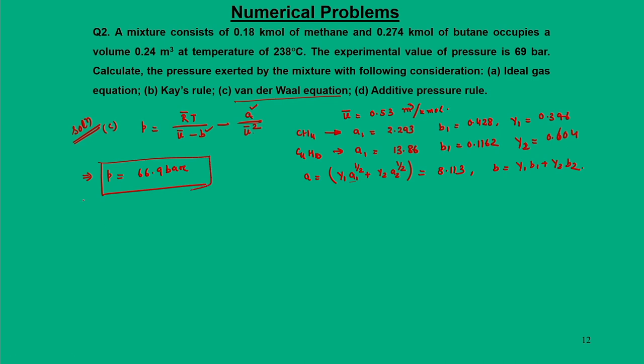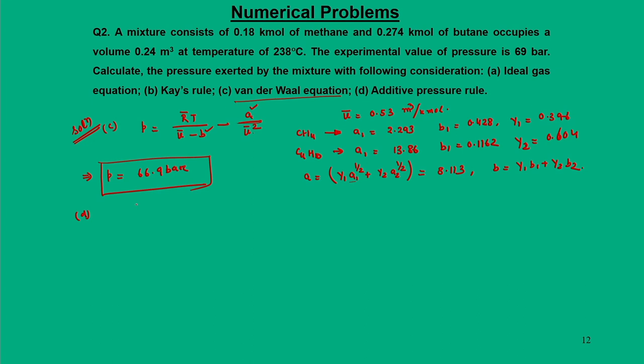Okay. And the last one is the additive pressure rule. Now, the additive pressure rule says that we have to treat each mixture component as an individual component, calculate its critical values, then correspondingly find its compressibility factor, and then calculate the effective compressibility factor. Then from this effective compressibility factor, you calculate the pressure. To do that, we first have to calculate the reduced parameters for butane and methane.